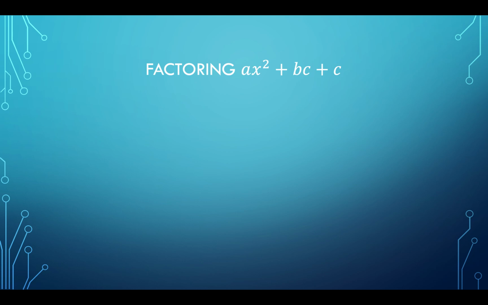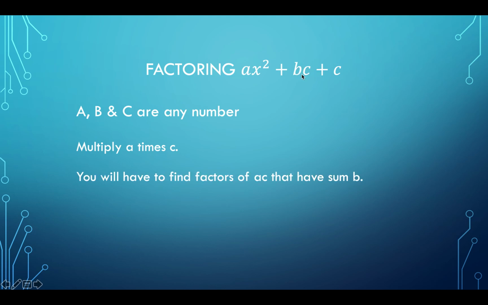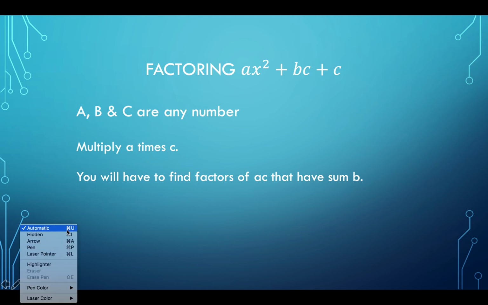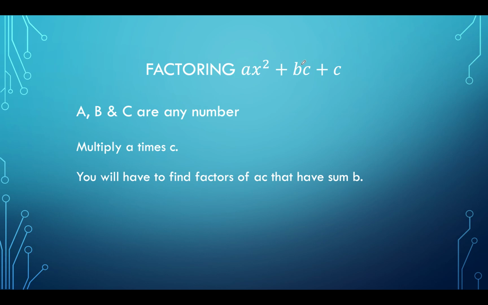So when we factor in the form ax squared plus bx plus c, a, b, and c are any number. This right here should be an x. So what we're going to do is multiply a, this a right here, times c right over here. We have to find the factors of a times c that have the sum b. So I wrote our little x in.